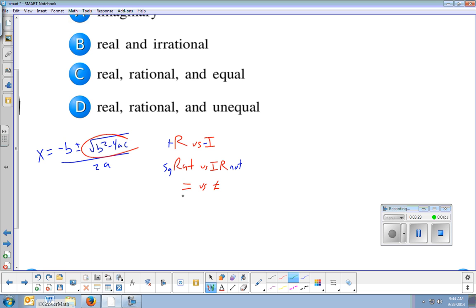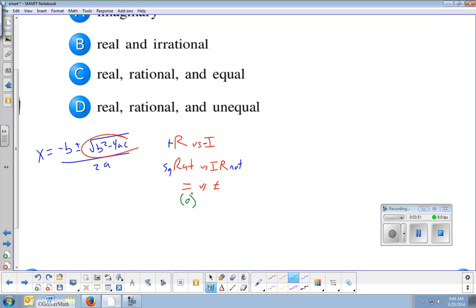The only time it's ever equal is when the discriminant is 0. When your discriminant is 0, it's real, it's rational, but it's also equal. That's because of the plus or minus in front of it: you're going to have plus or minus 0. And plus 0 and minus 0 is the same thing. It doesn't matter if you add or subtract 0, it doesn't change.